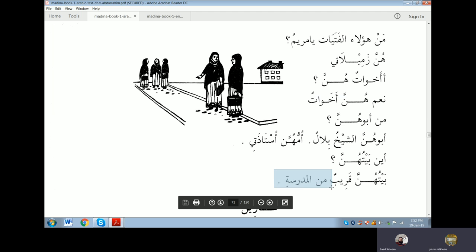Is their house close to the masjid? From the school. Close to the school, near to the school. Yeah, I don't know why I said Matthew. Okay, yeah, their house is close to the school.